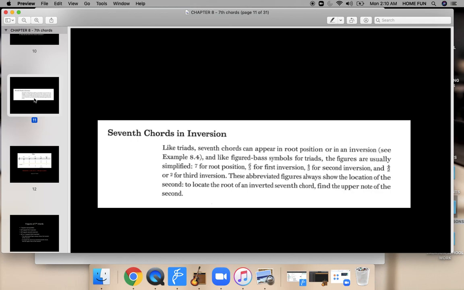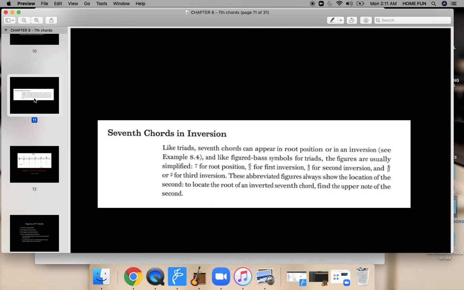These abbreviated figures always show the location of the 2nd. To locate the root of an inverted 7th chord, find the upper note of the 2nd. So when we say 6-5, that's the middle note, right? So we have the bottom, next one up. That note is in the bass. If we did, let's say, a C7, C, E, G, B flat, that E is in the bass. If we count 6 notes above that, that's the root. E, F, G, A, B, C. That's 6 notes. That's why it's 6-5.